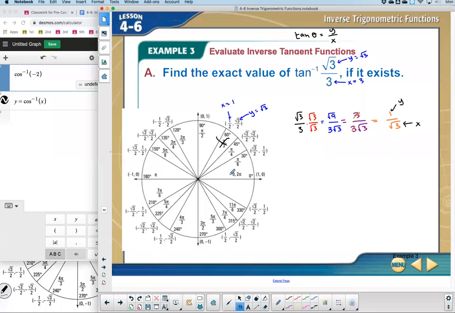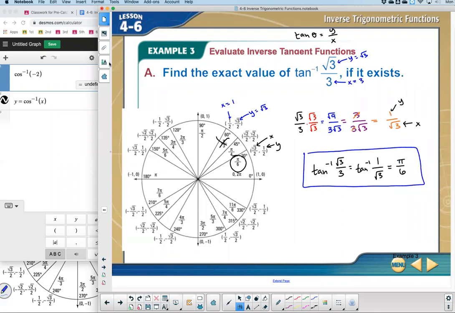These are positive, so you want the quickest positive occurring. Here's my positive y. There's my positive x. That's my angle here. Tangent inverse of square root of 3 over 3 is equal to tangent inverse, here's the non-rationalized denominator form, 1 over square root of 3, which happens to be pi over 6. That's my solution. Okay, could we have done this from the calculator? Yes.